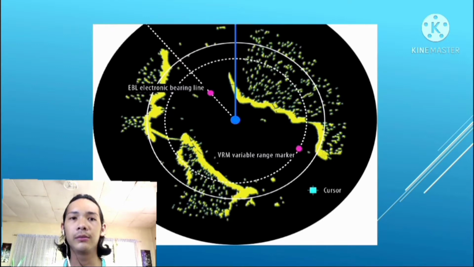The circle and the broken-line circle represent the VRM, or the variable range marker. In this radar, we can see that there are two VRMs, VRM1 and VRM2. It is an electronic mark or ring that can be placed over any target on your radar display. An on-screen digital readout will let you know the precise range in nautical miles between you and the target.